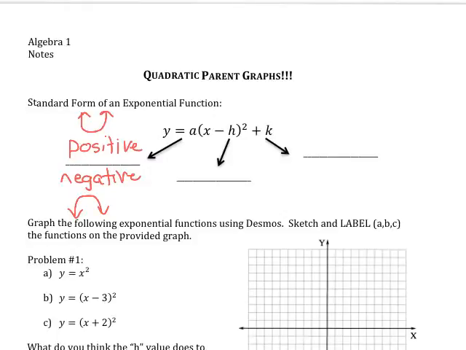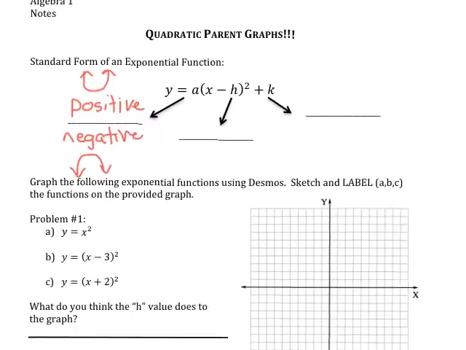A does shrink, stretch, and compress your parabola based on how big it is and different things like that, but we're not going to get into much of that here in Algebra 1. Okay, so let's go ahead and discover what the H and K values are.